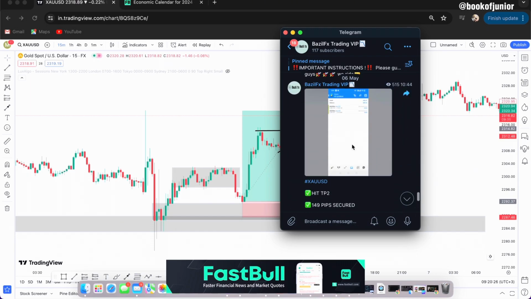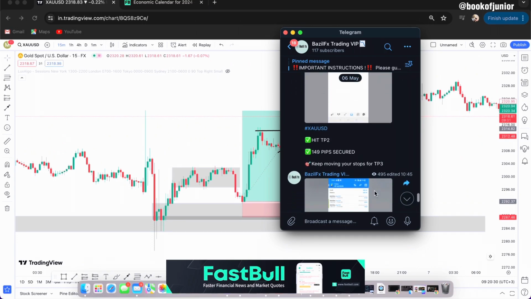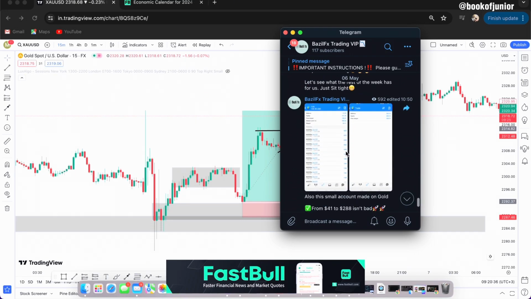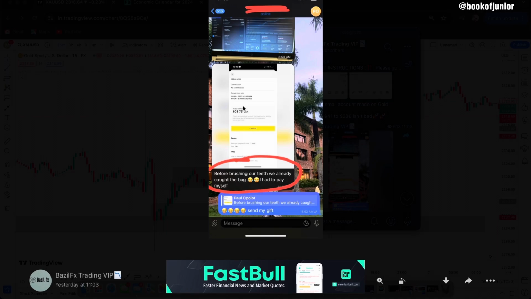Look at that, guys. Everyone made money off this gold pair in my VIP. TP number 2 hit, 149 pips secured. So we took off this trade and everyone made money. Look at this one. He even made money and took out a payout and withdrew.